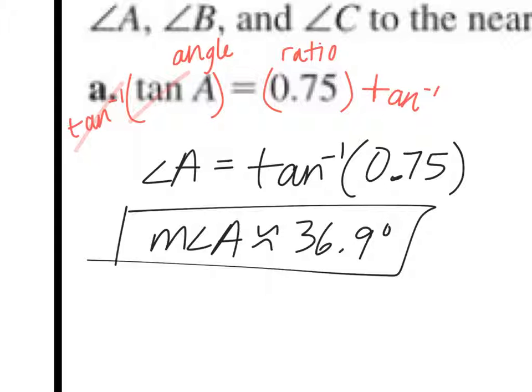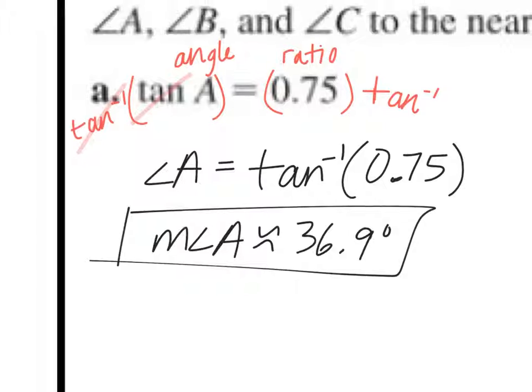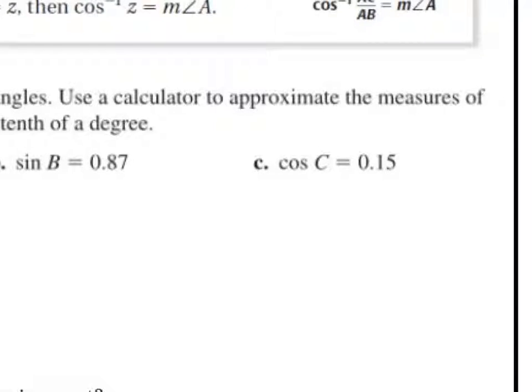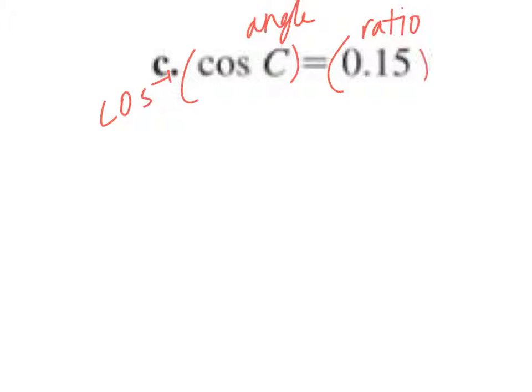We're going to skip B, and we're just going to do C. So it says that the cosine of C is 0.15. So what that means is that we are inputting, again, an angle, output a ratio. So we can flip that. If we apply the cosine inverse to both sides, what happens to cosine inverse of cosine? What happens there? Cancels out. Goodbye. These are gone.